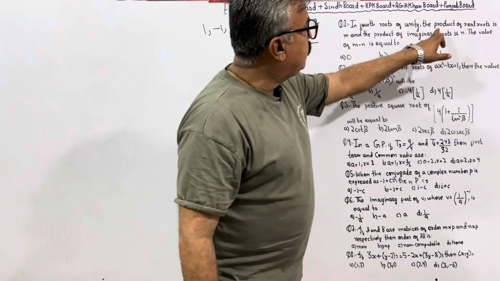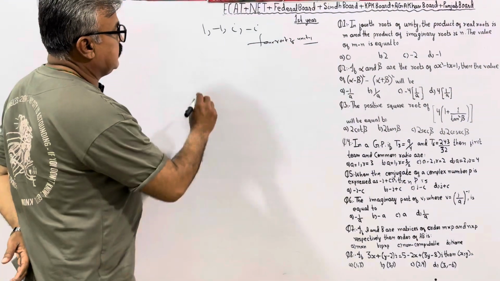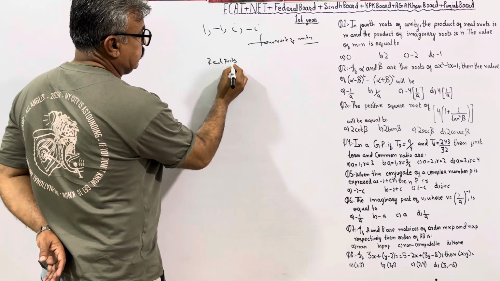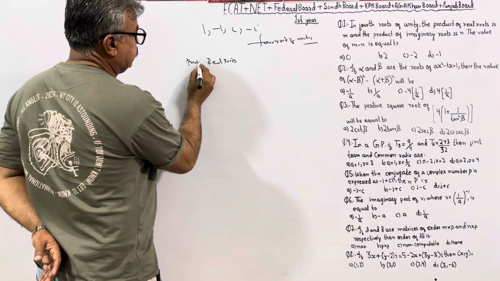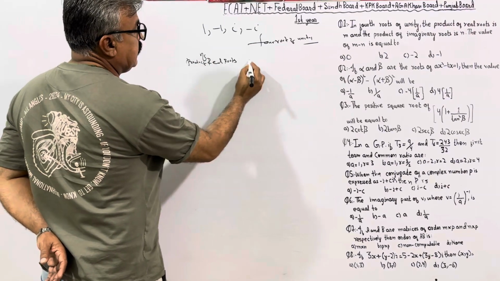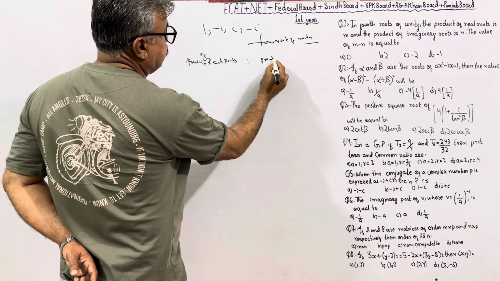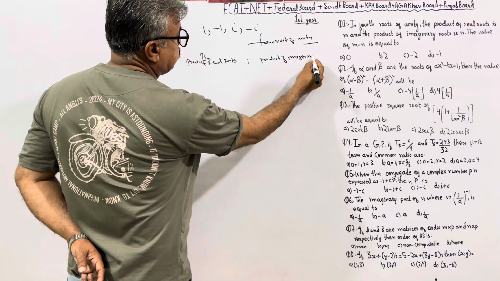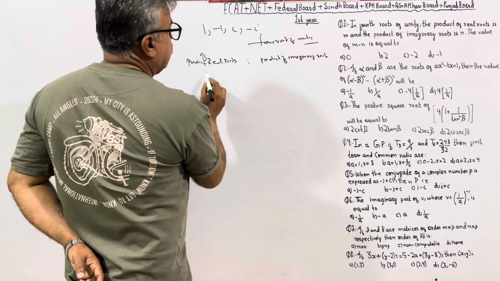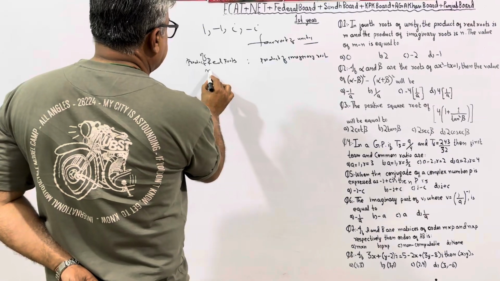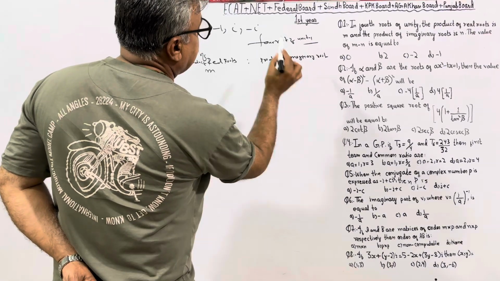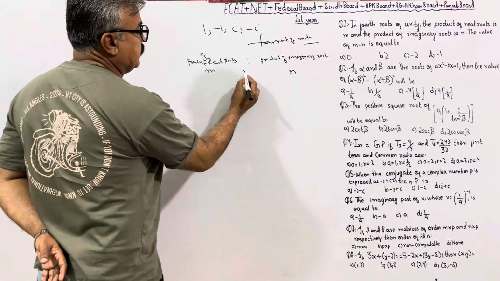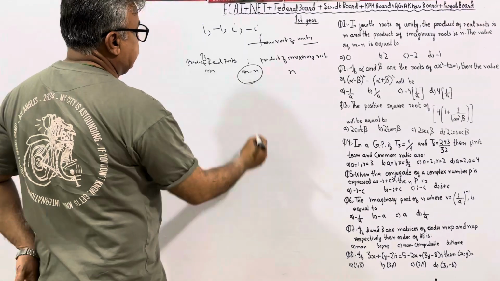It is given the product of the real roots and the product of imaginary, or complex, roots. The product of real roots is denoted by m and the product of imaginary roots is denoted by n. We are asked to find their difference, m minus n.